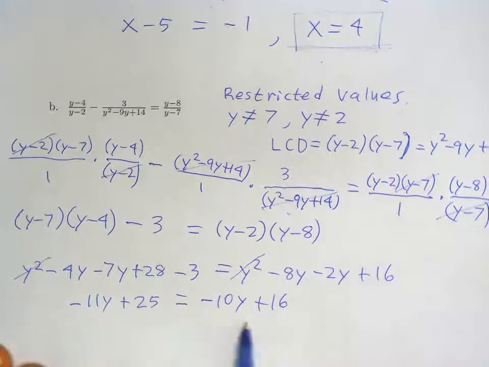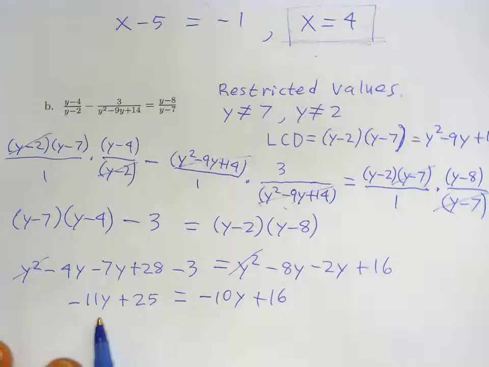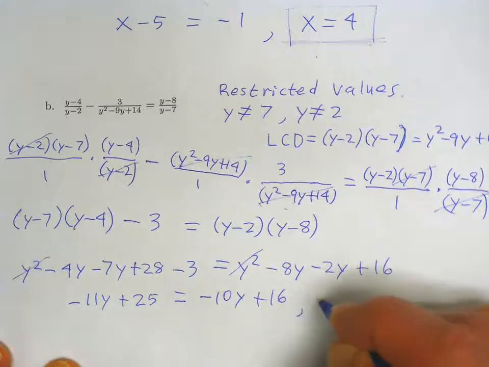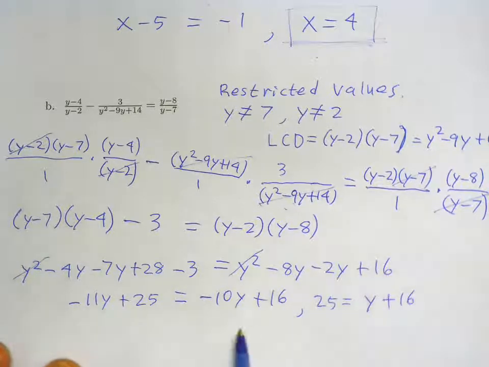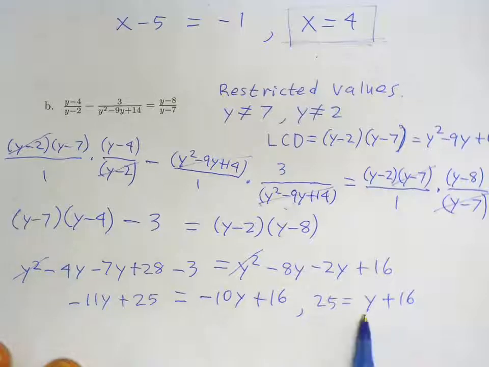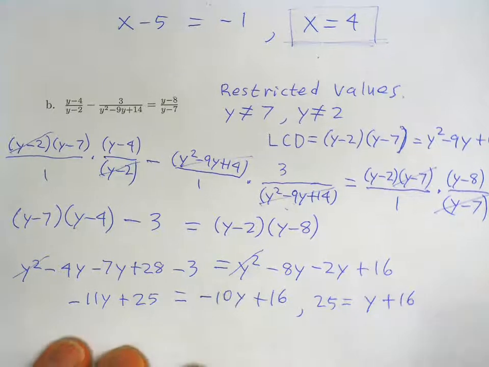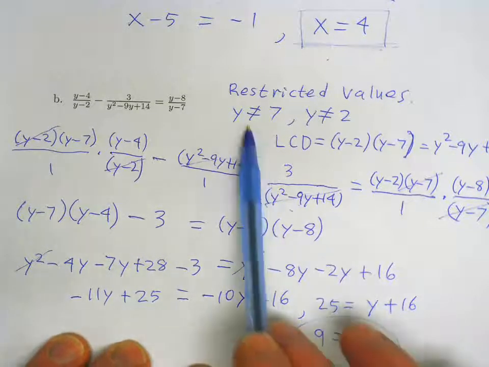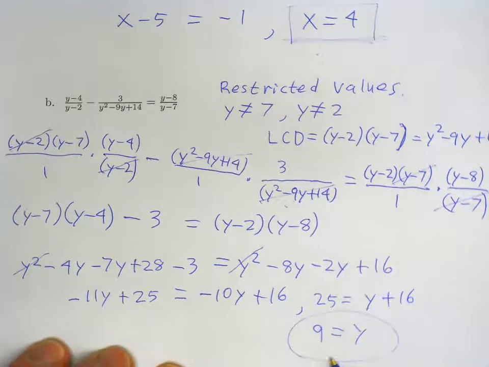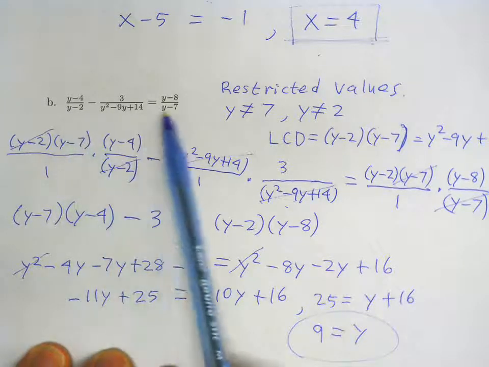So we can proceed in a couple of ways, but what I'm going to do, I'm going to add 11y to both sides, and we'll get 25 equals y plus 16, because negative 10y plus 11y is just 1y. And then we can subtract 16 from both sides, and we get the solution, y equals 9. So y equals 9 is not a restricted value, and if you want, you can check that 9 really is the solution.